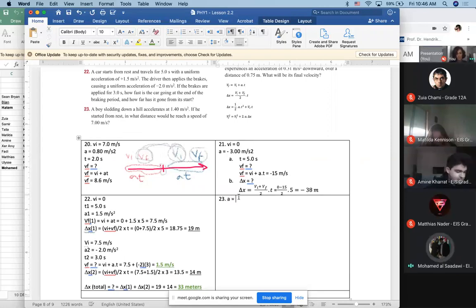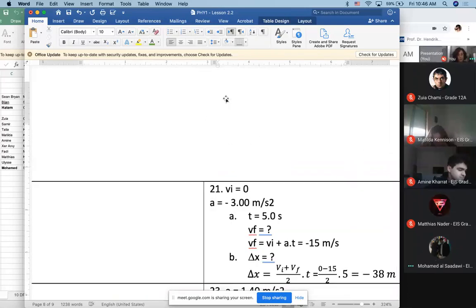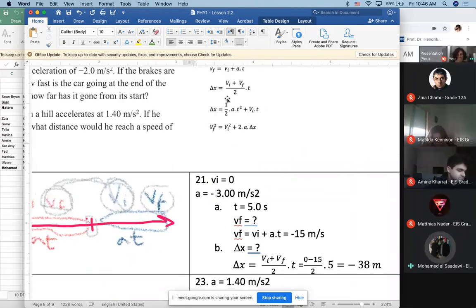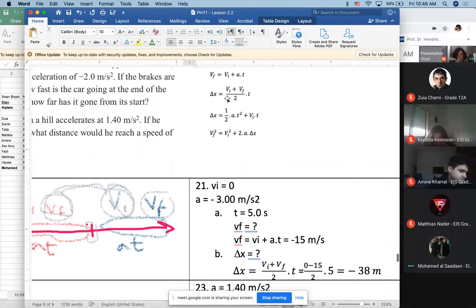Given number 23, the given is a equal to 1.4 m/s². And the velocity is 7. You have to understand which one is initial and which one is final. And they want the distance, so I'm gonna pick delta x equal to question mark. Which equation would you want to use? And those are the equations. Vf equals Vi plus at. But you want delta x.